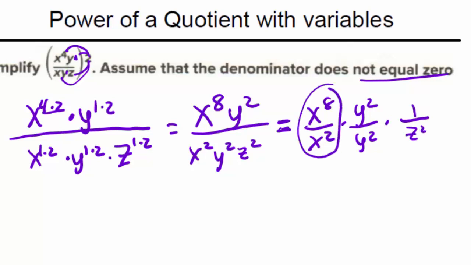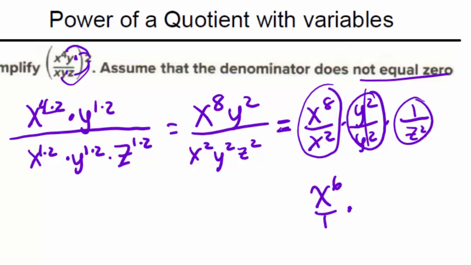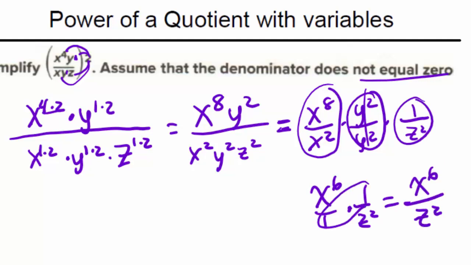And then I'm going to simplify these. So this right here becomes x to the 8 minus 2, which is x to the 6th. This one right here becomes a 1. A number divided by itself is 1, which means it drops out. Okay, so this is actually over 1 times, and then there's nothing to simplify here, so 1 over z to the 2nd. So the final answer here, when you multiply them back together, you get x to the 6th over z to the 2nd, because these 1s are no longer needed. They're just for identity purposes.